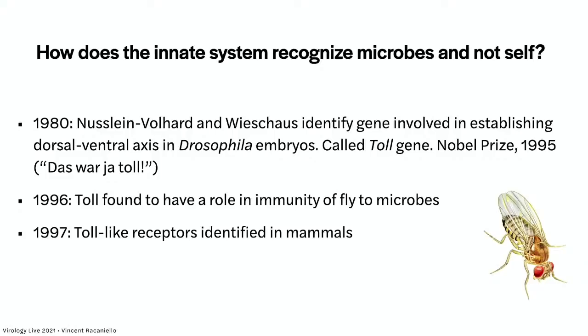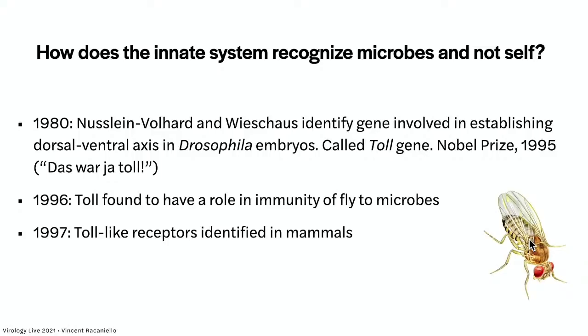However, that changed in 1980, when two scientists, Christiane Nüsslein-Volhard and Eric Wieschaus, were studying fruit flies. They were interested in how fruit flies developed. And fruit flies are great models for studying all aspects of biology, particularly developmental biology. And in the 1980s, it was an early time, they wanted to know what genes are involved in establishing the dorsal-ventral axis in the fly, the developmental genes. And so what they did was they would mutate flies, which you can do quite readily, and then look at phenotypes.